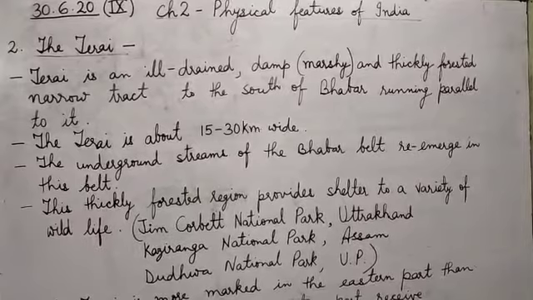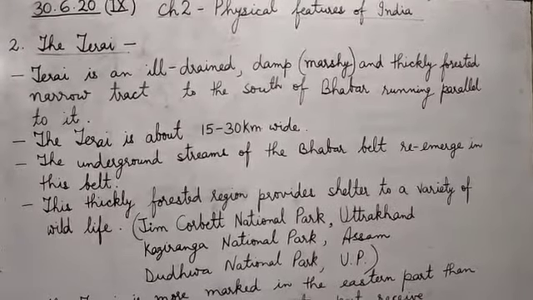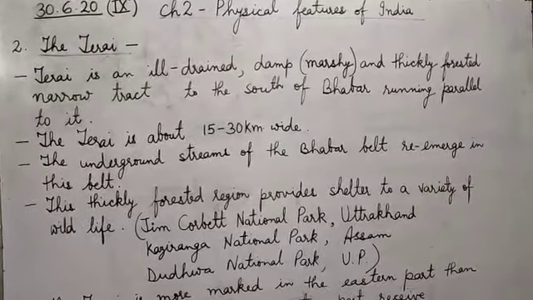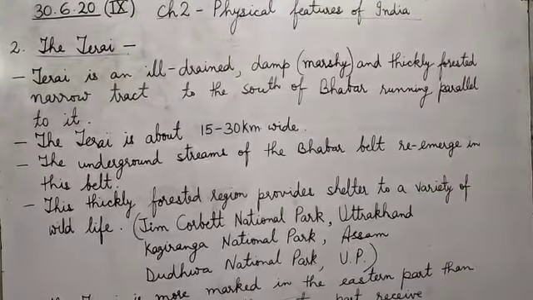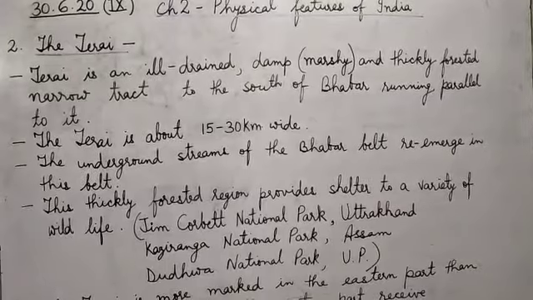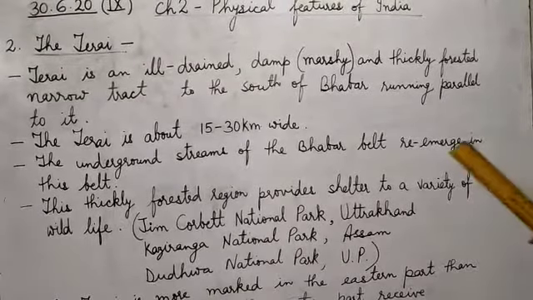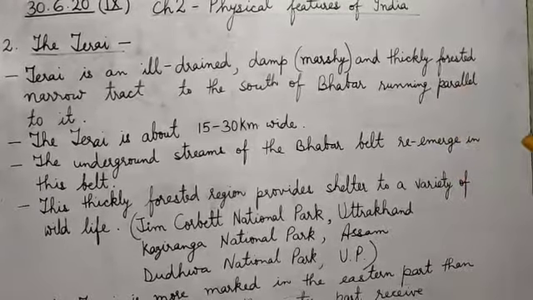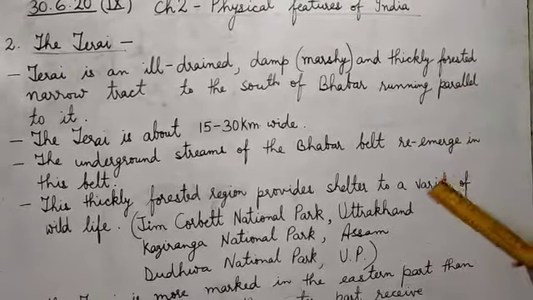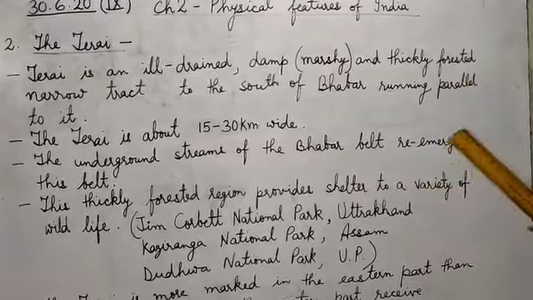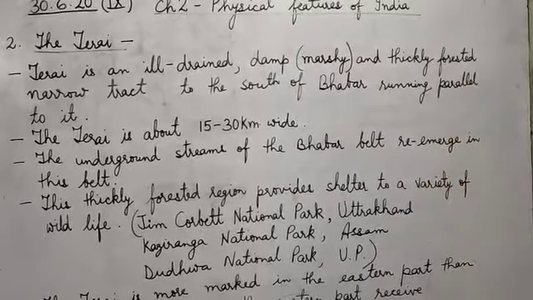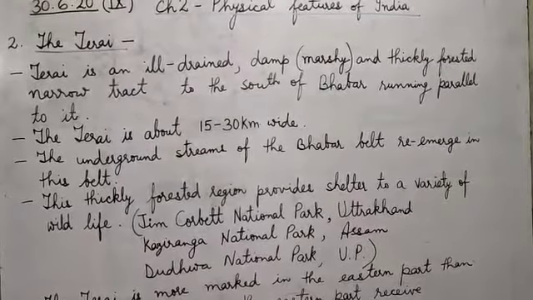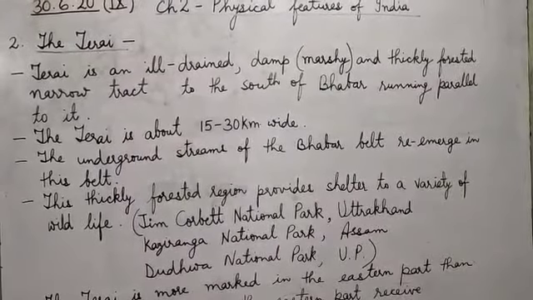Now today we will take the second division of the northern plain, that is the Tarai belt, the Tarai region. Let us see the features of the Tarai region. Tarai is an ill-drained, damp, marshy and thickly forested narrow tract to the south of Bhabar, running parallel to it. Okay, so thickly forested area is the Tarai region.